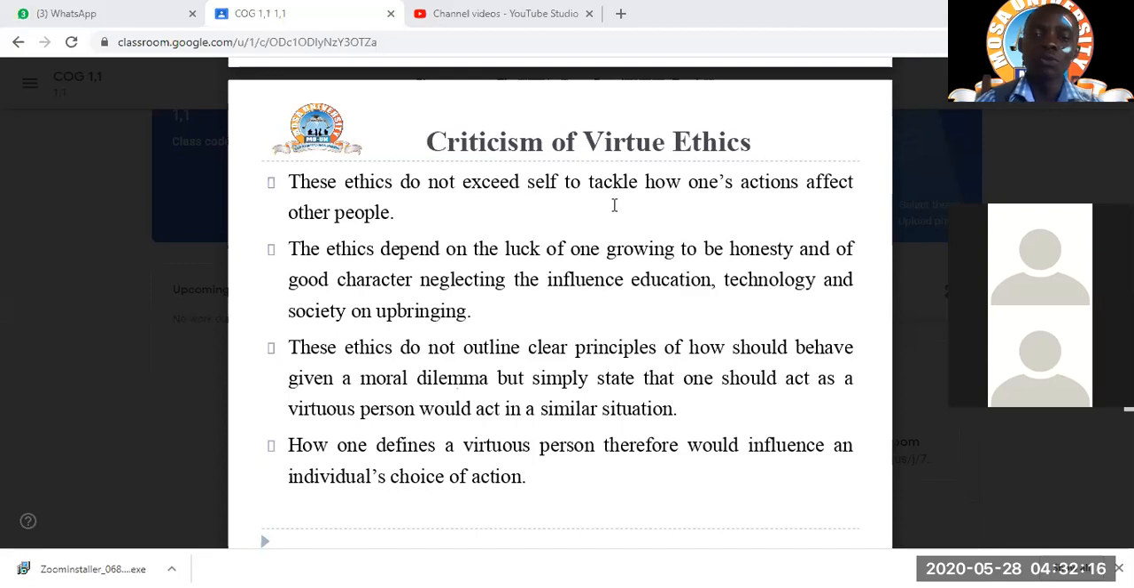Think of what a Hindu would do to get out of that situation. It means you are left to just imagine what someone who is virtuous would do to come out of that situation. So virtue ethics may be good, but they are not enough because they depend on luck. They depend on whether your family brought you up well or not.